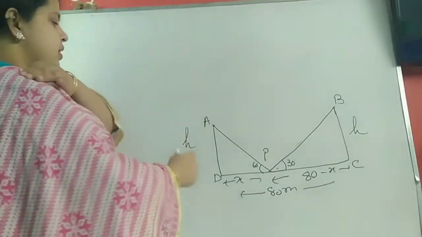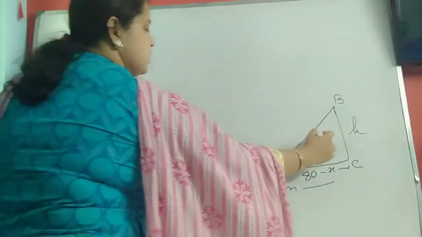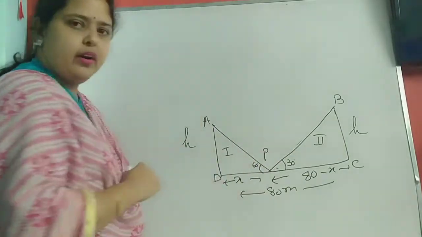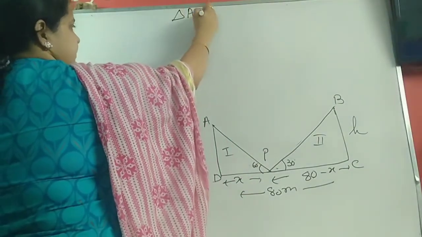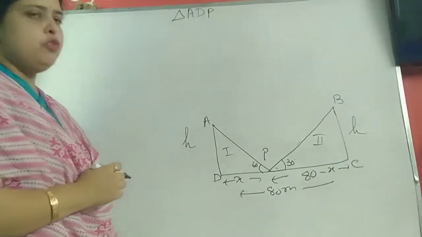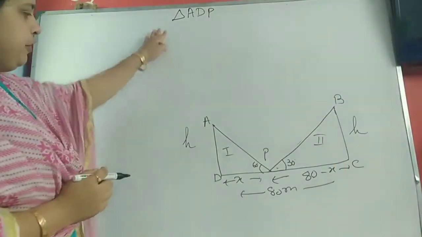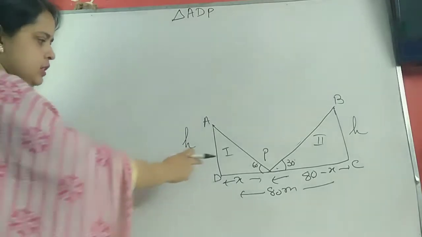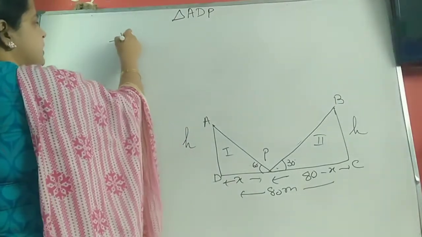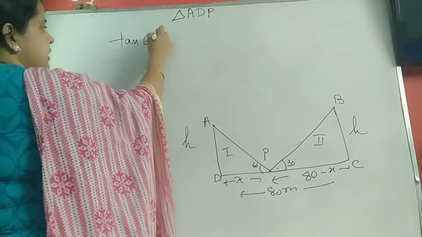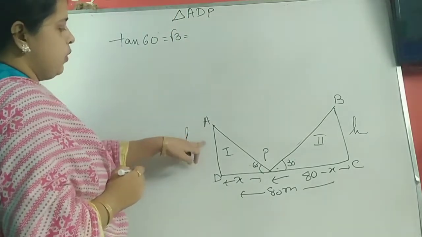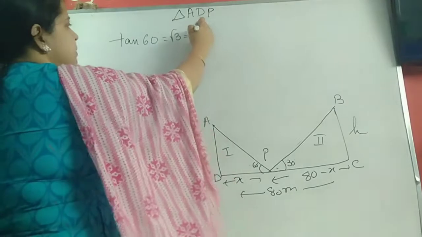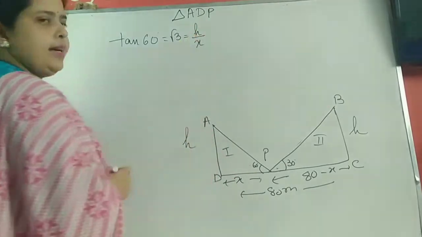Now look at the first triangle. This is the first one and this is the second one. In this one, this is ADP. The first triangle I am choosing is ADP. All of you can see this ADP, the first one. What is tan of 60? Tell me. It is √3. So what is perpendicular by base? I must write here h by x.